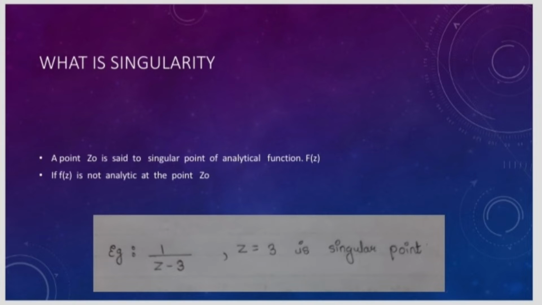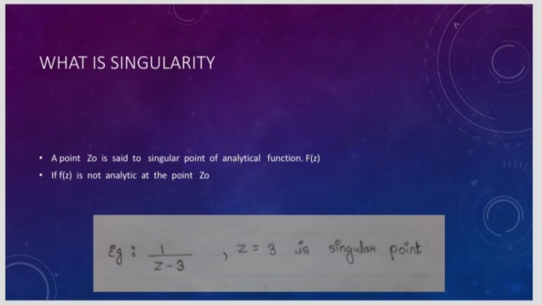What is singularity? A point z0 is said to be a singular point of an analytical function f of z if f of z is not analytical at the point z0. Example: 1 by (z minus 3), that is, z equals 3, is a singular point. If a point z0 is not a singular point of the function, that means z0 is not a singularity of the function f of z.